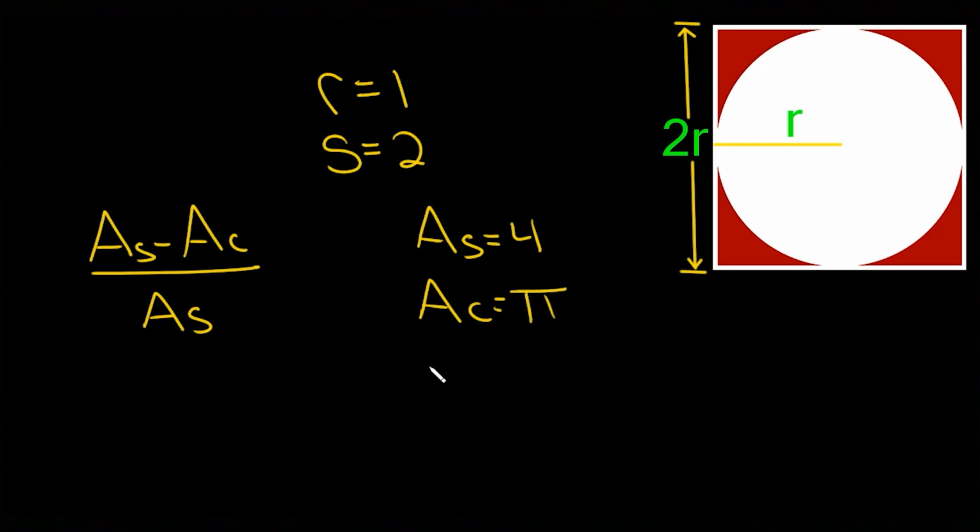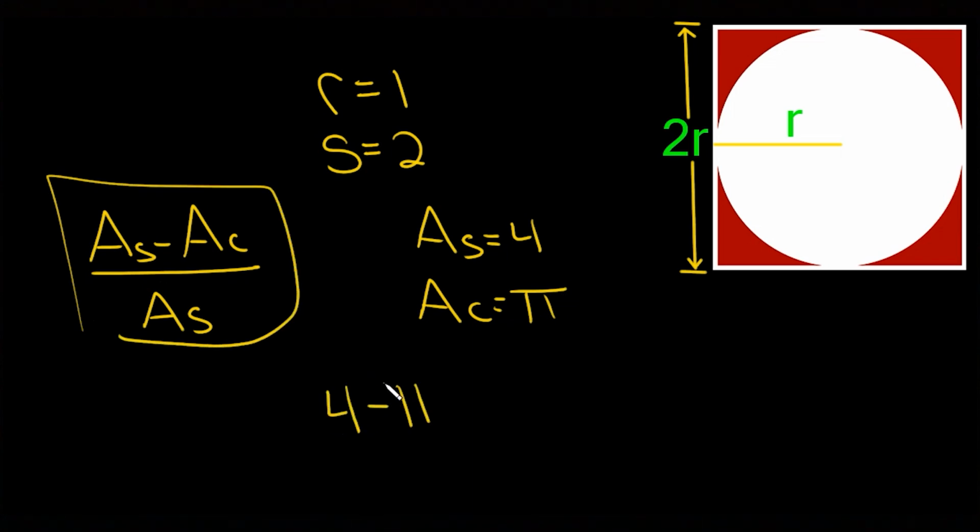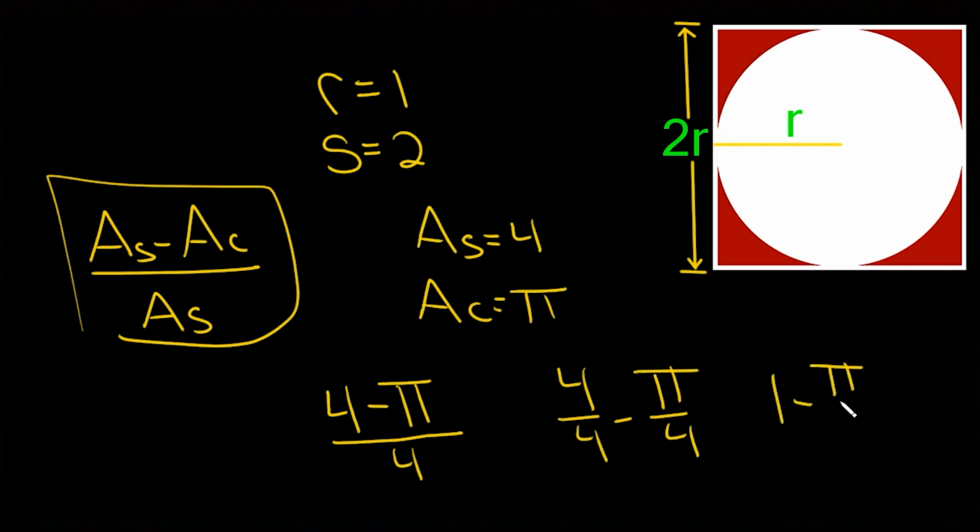So now we can put it all together using our template right here. We're going to do 4 minus pi, right? That's area of square minus area of circle, divided by area of square, which is 4. And we're going to do the same thing here. We're going to break it apart: 4 over 4 minus pi over 4. And when we do that, 4 divided by 4 is 1, so we get 1 minus pi over 4. We get the same exact thing, right? And so that is definitely an easier way to do the problem.